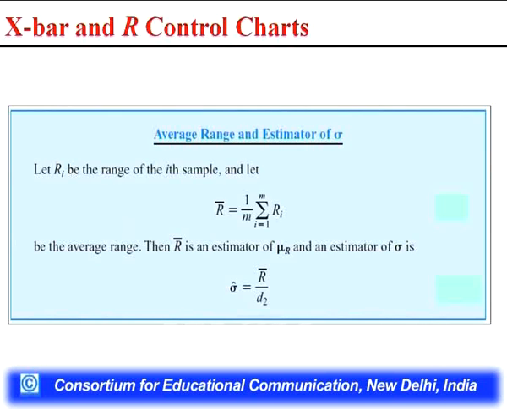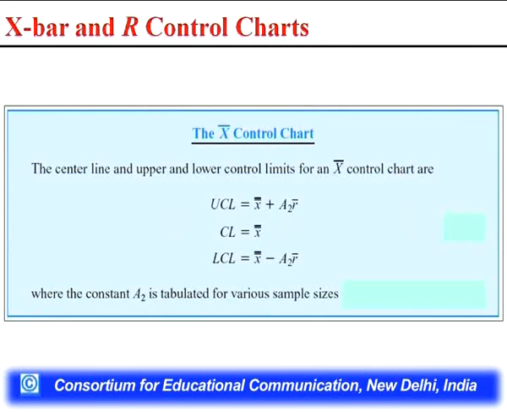Sigma hat, and here we have to see that it is not sigma, it is sigma hat, is equal to R bar divided by D2, where D2 is the factor. Similarly, for the X bar control chart, the upper control limit is X double bar, the grand mean, plus A2 R bar. The center line is X double bar, and the lower control limit is X double bar minus A2 R bar, where the constant A2 is tabulated for various sample sizes.